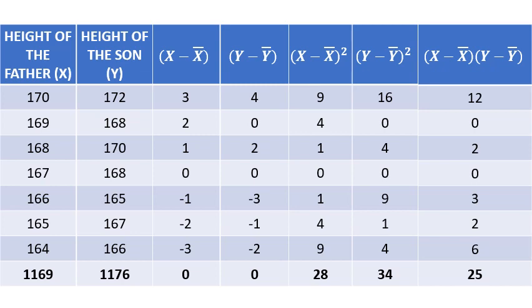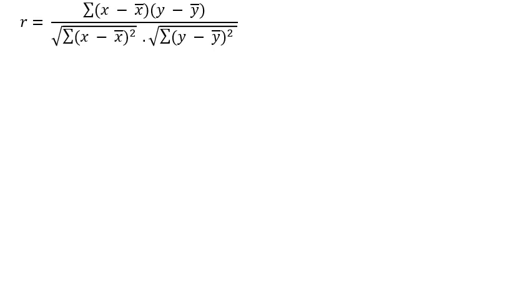Now from this, x minus x bar square, y minus y bar square, and x minus x bar into y minus y bar, these three totals are very important. Moving on to our formula. r is equal to summation of x minus x bar into y minus y bar, divided by under root summation of x minus x bar whole square into under root summation of y minus y bar whole square, putting the necessary values.